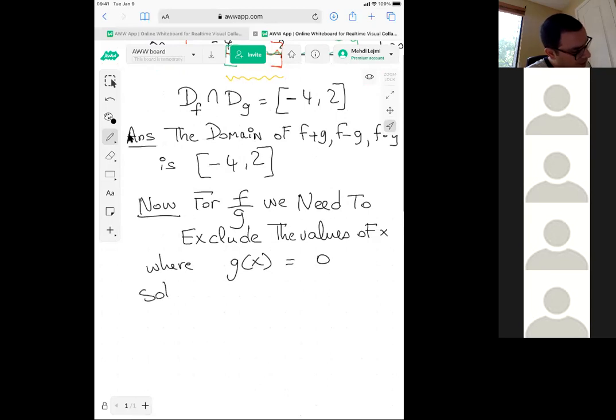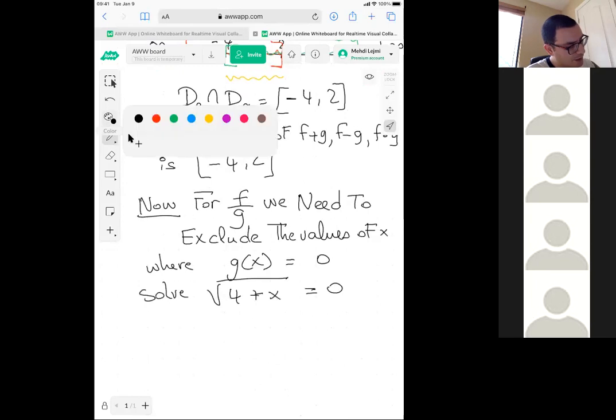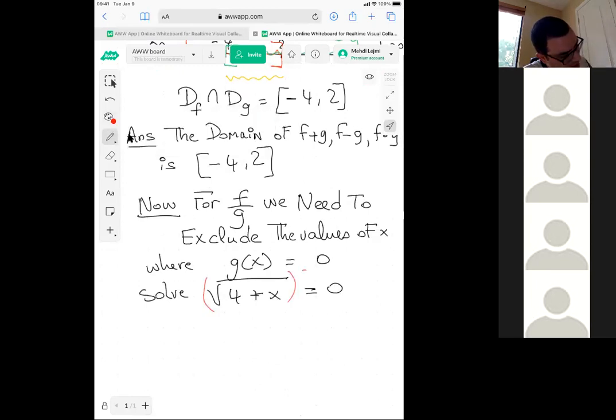square root of 4 plus x equals 0, right? So how do we solve such an equation? Well, first, you need to get rid of the square root. So square both sides. Once you apply the square, you get rid of the square root on the left side. So this is going to be just 4 plus x, and 4 plus x, of course, equals 0 squared, which is 0. And so, of course, you just subtract 4. So then x is -4. So we need to exclude -4.